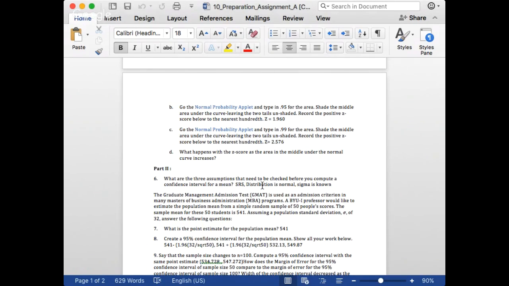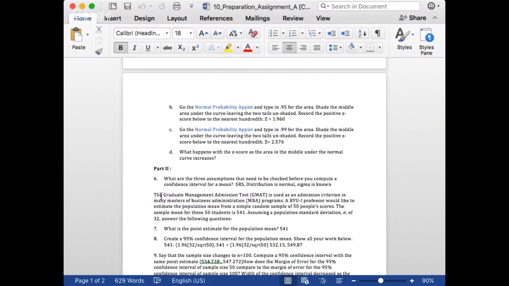That is actually sort of the second one. The third one is sigma is known. Basically, we are calculating right now when sigma, the population standard deviation, is known, which makes our formula work. Next lesson, we're going to be doing when it's unknown, and so they'll be different. Okay, that sounds good.